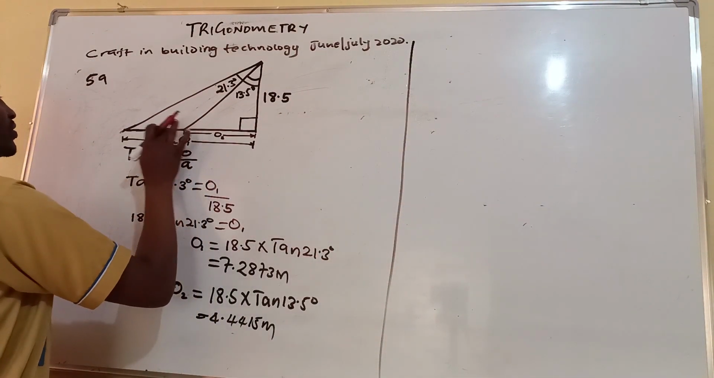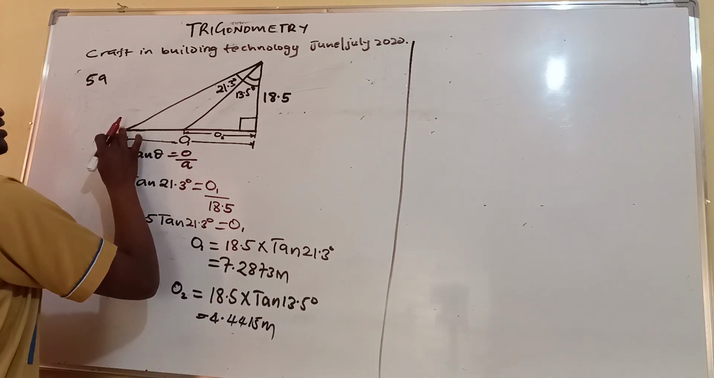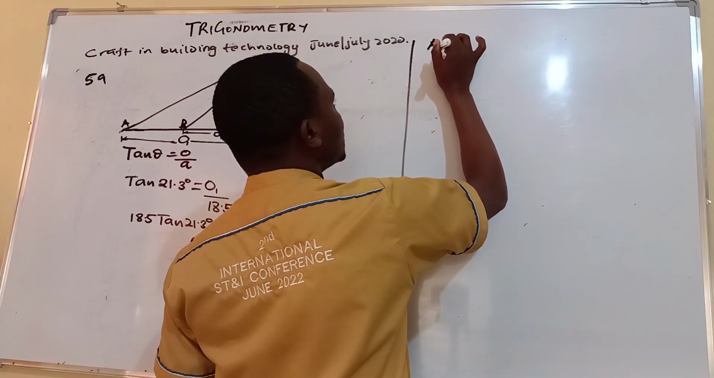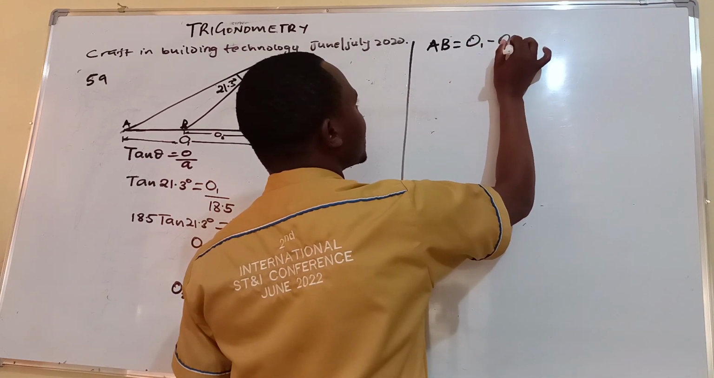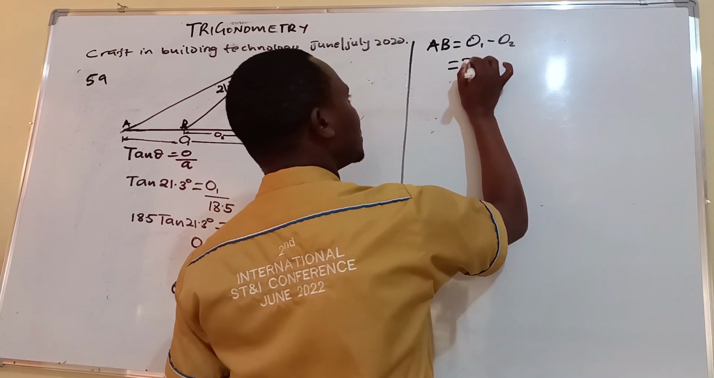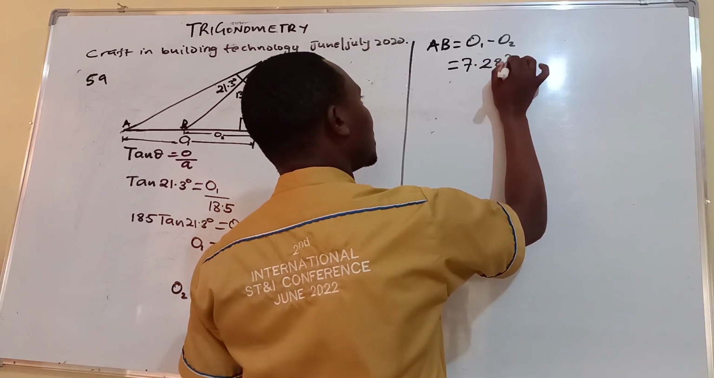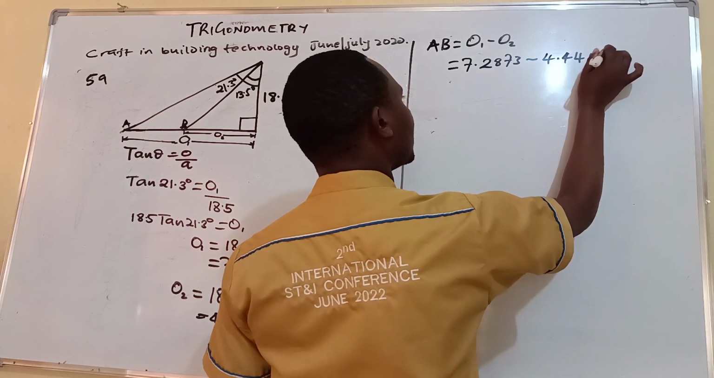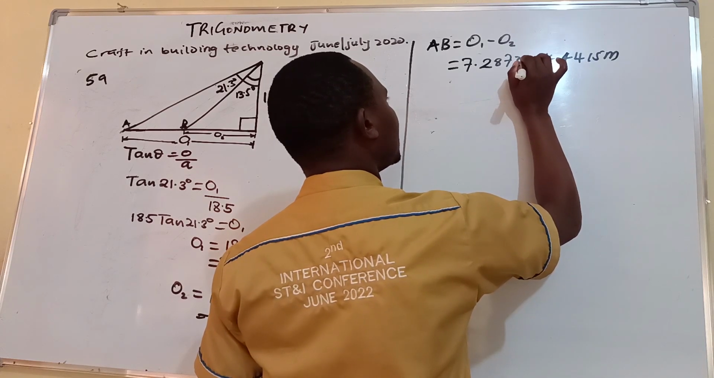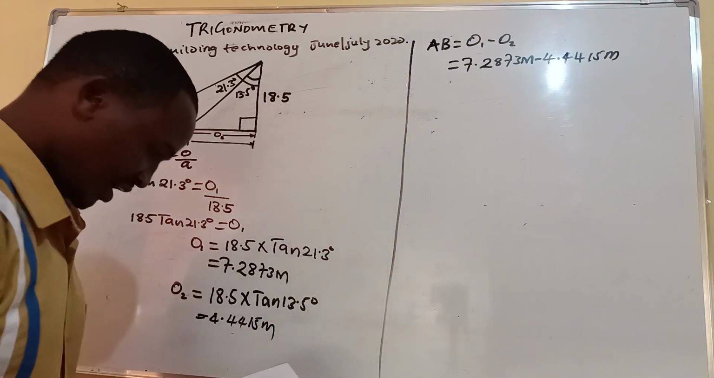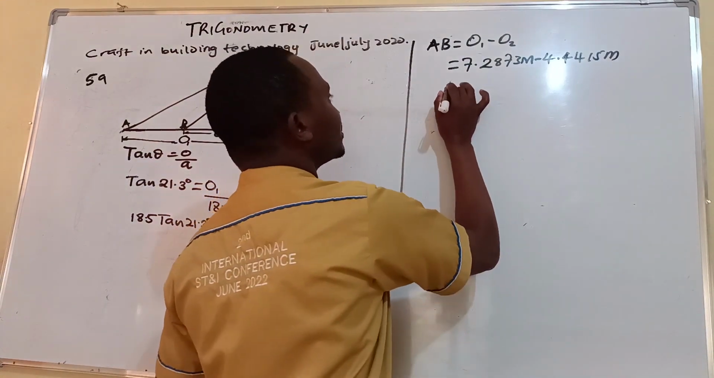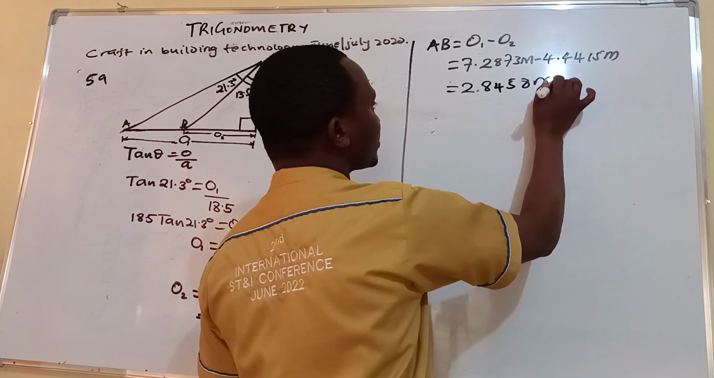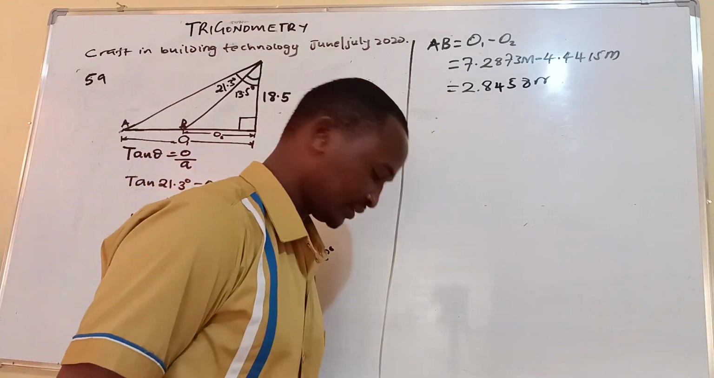So the difference between the two sides is the distance you want from this point to this point. How far are the 2 points apart? Let's call this point A and this point B. So AB is equal to opposite 1 minus opposite 2, which is 7.2873 minus 4.4415 meters. All the measurements are in meters, so the result is 2.8458 meters. So that's how far apart the 2 points are.